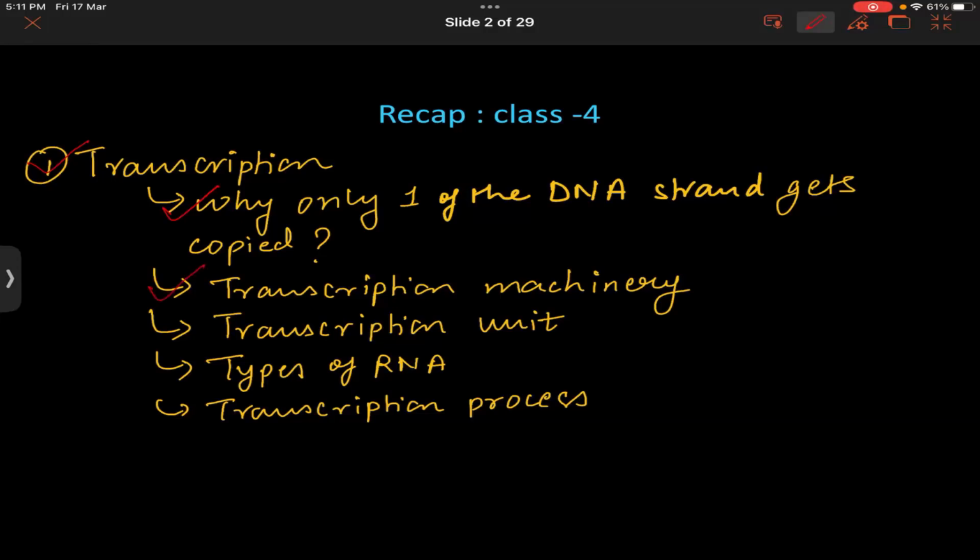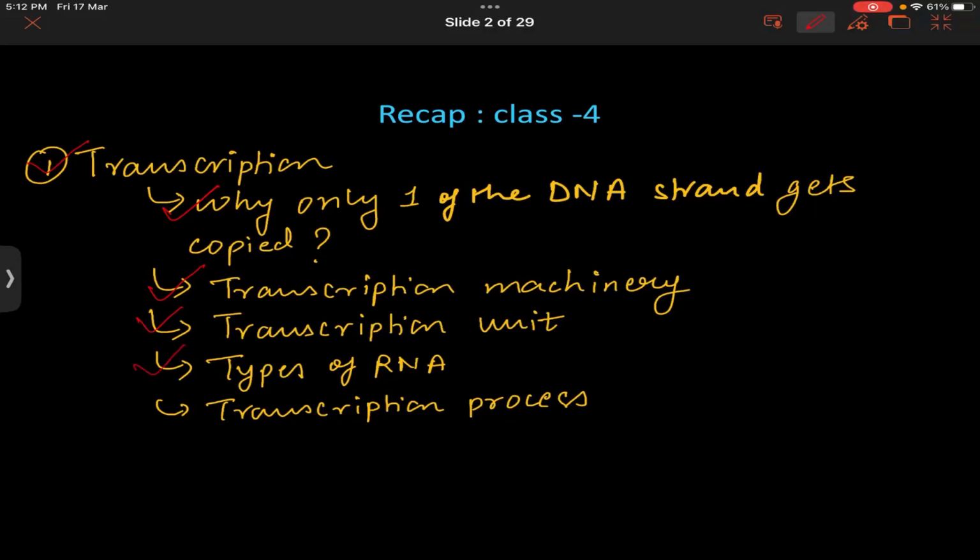And also we looked into what is the structure of transcription unit. So the region that is going to get transcribed, in that region we saw at the beginning at the 5' end there is a promoter region, right? And at the 3' end there is a terminator region, and in between it is the sequence of the gene that will get copied, right? Then we looked into what all types of RNAs get formed during this transcription process. So there are mRNA, tRNA, right? Then rRNA. So there are three types of RNAs.